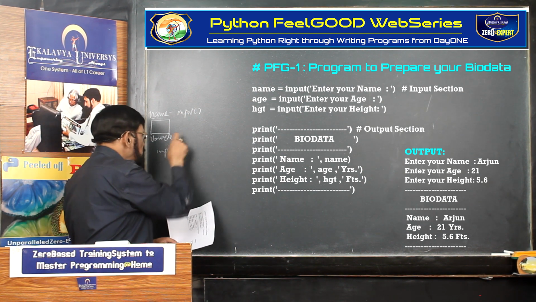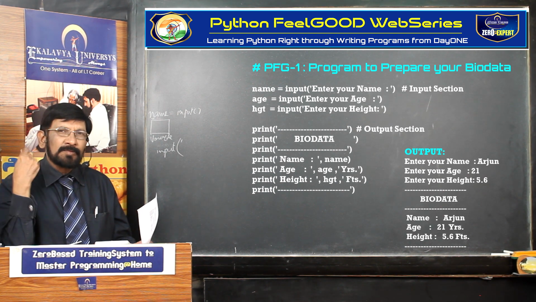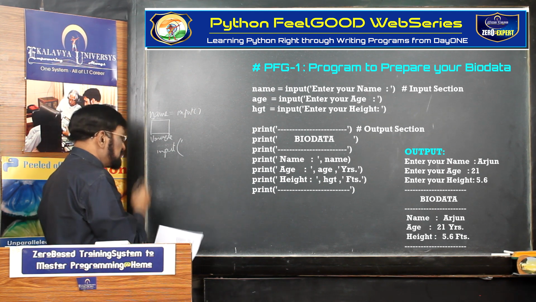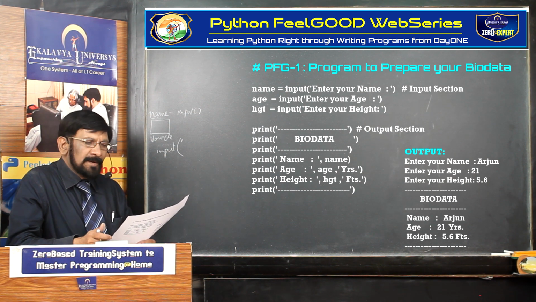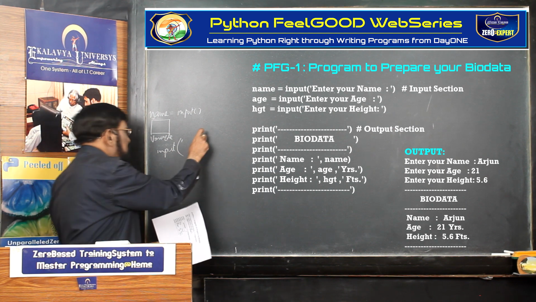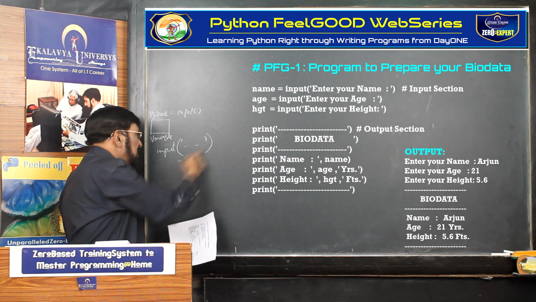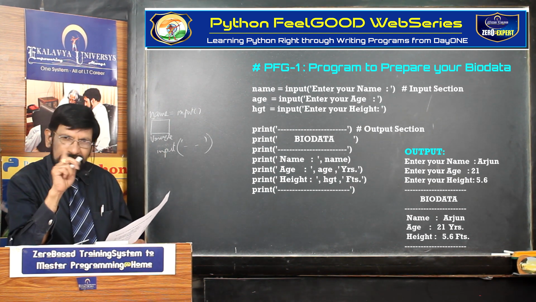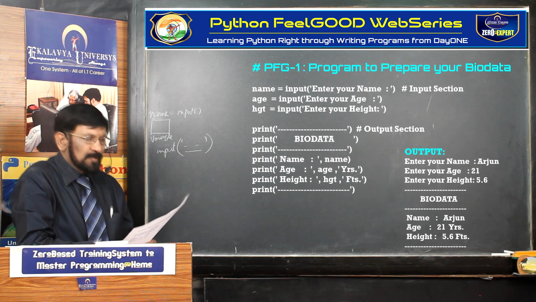So, the user should be guided. For guiding a user, what should we give? We have to give a prompt statement. A prompt statement is a guiding statement. What guiding statement? Just apply your common sense. What guiding statement you have to give? That is, enter your name. That is the guidance statement. It should be written within brackets, in single quotes. That is the rule, the syntax rule, the grammar rule. So, one string you write: enter your name.